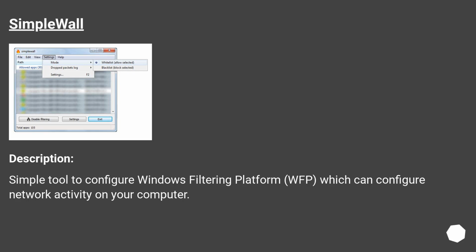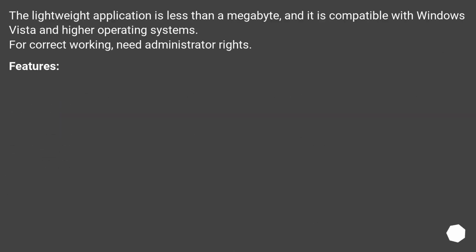Simplewall. Description: a simple tool to configure the Windows Filtering Platform, WFP, which can configure network activity on your computer. The lightweight application is less than a megabyte, and it is compatible with Windows Vista and higher operating systems. For correct working, it needs administrator rights.